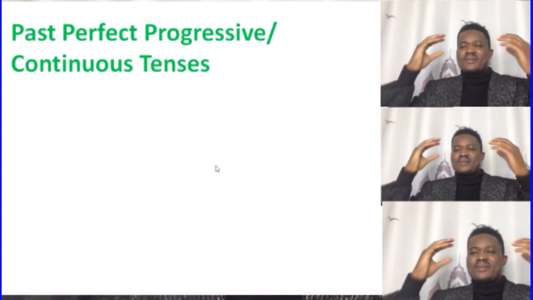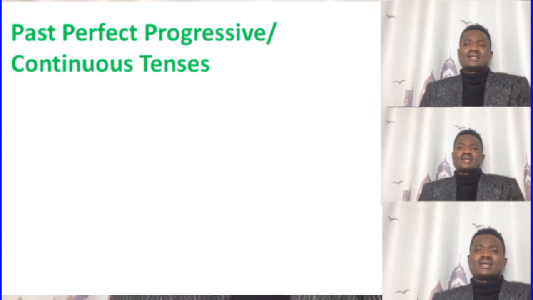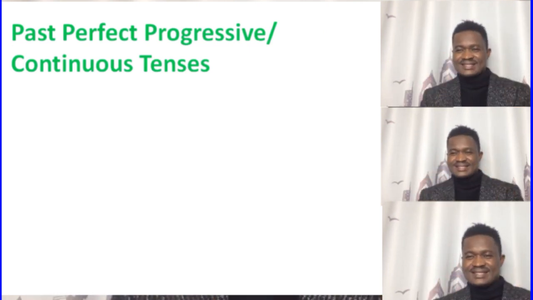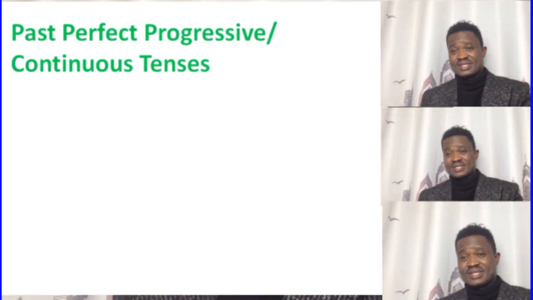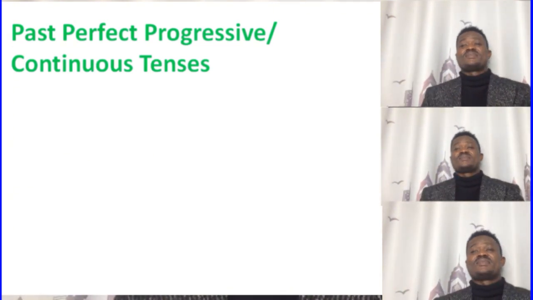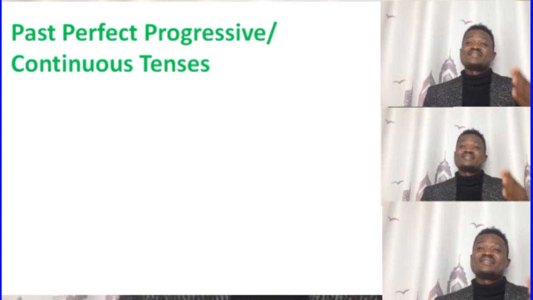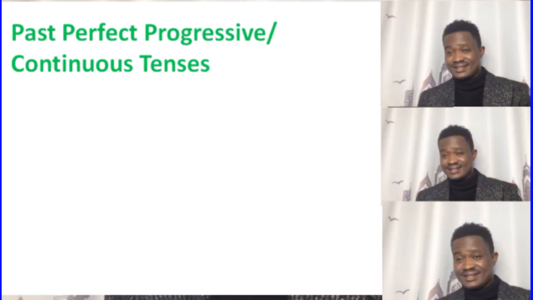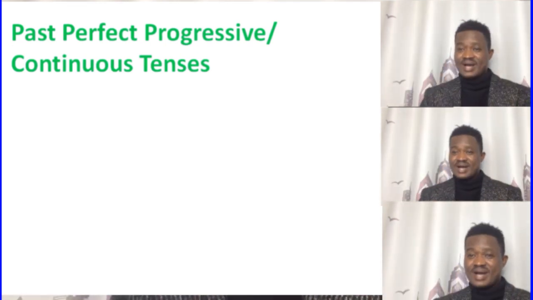Past perfect progressive or past perfect continuous tense. All right. Okay, guys, when we're talking about past perfect progressive, connect the past progressive to the past simple. That is to say, there is an action that started in the past and is still going on in the past, with another action that already started, and the other action is the simple past.